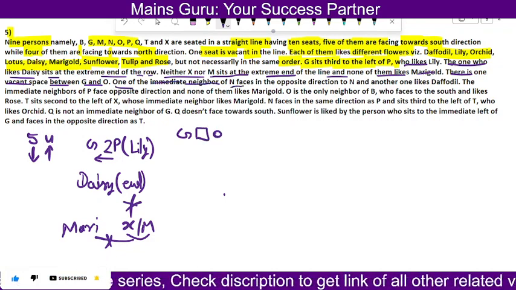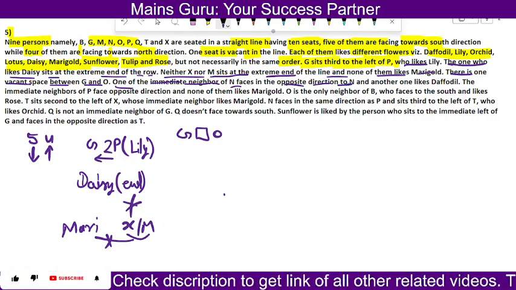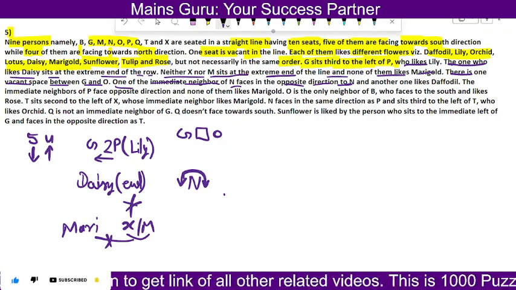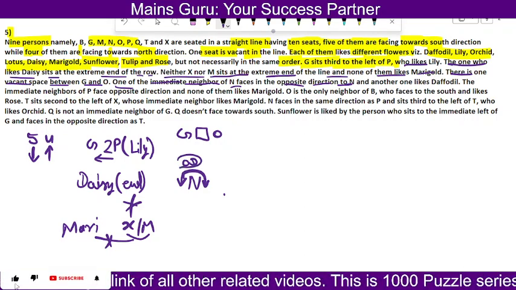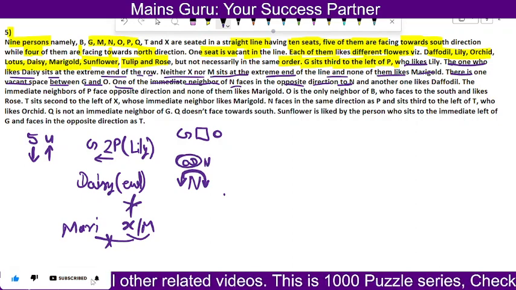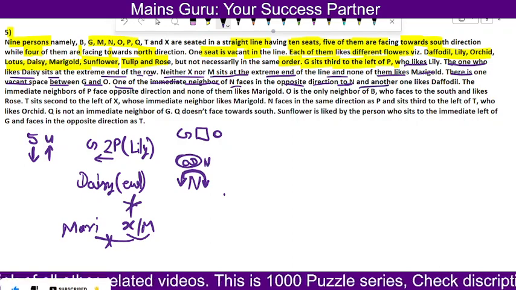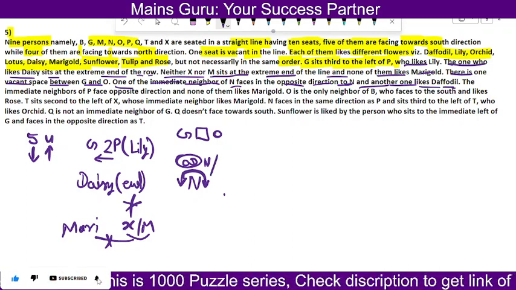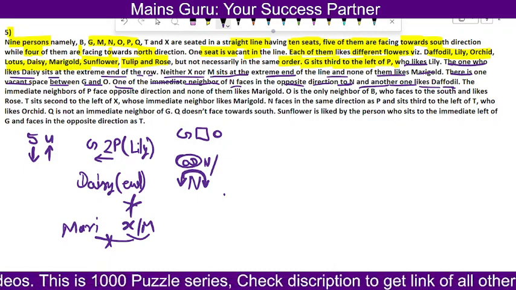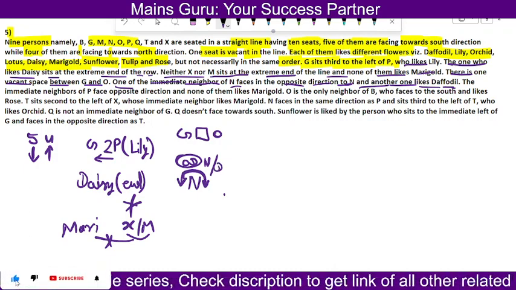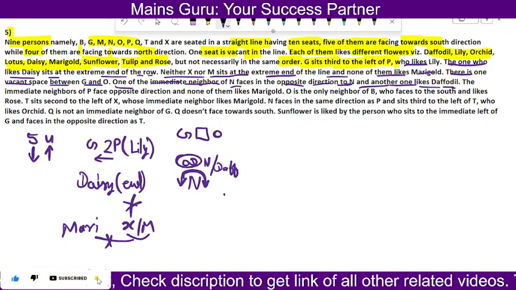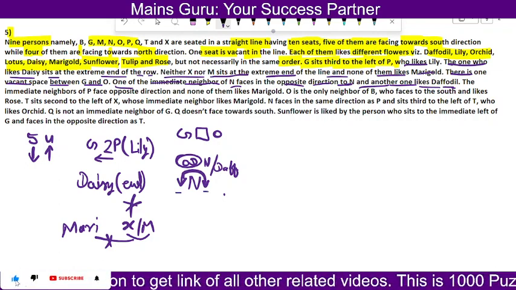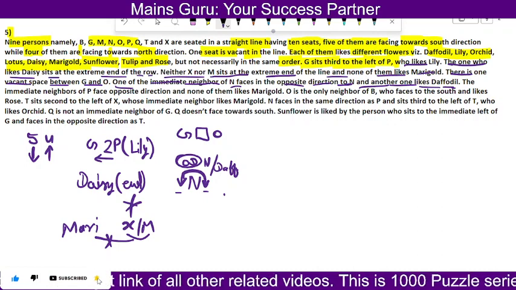One of the immediate neighbors of N faces the opposite direction to N. So write N, make the sign of immediate neighbor, and write OD. OD means opposite direction, opposite direction of N. After this, the other person likes daffodils. In short, I am writing def. I hope you understand. If daffodils is here, then this person will be in the opposite direction of N, and vice versa.